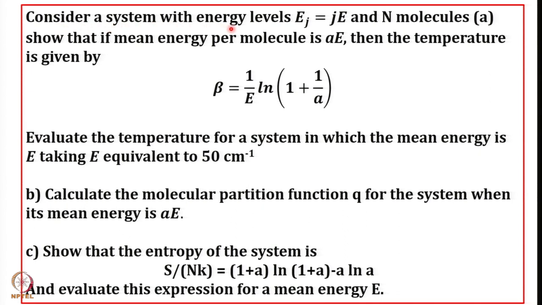Consider a system with internal energy levels Ej equal to J times E, with N molecules. Show that if mean energy per molecule is A E, then the temperature is given by beta equal to 1 over E log (1 plus 1 by A). This is something we have derived in the previous lecture. The special point of attention in this numerical problem is that Ej is equal to J times E.